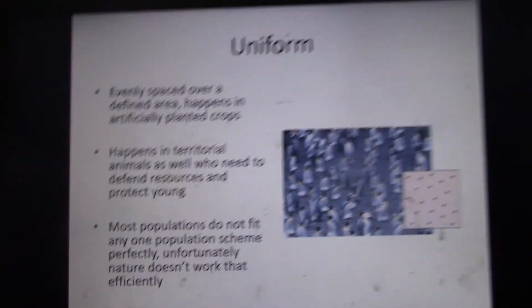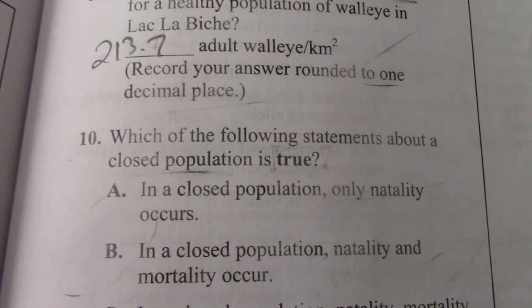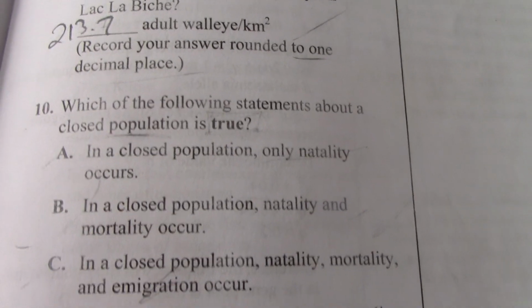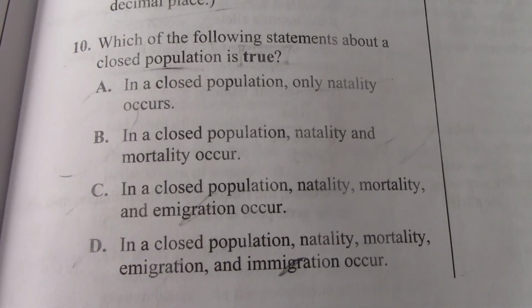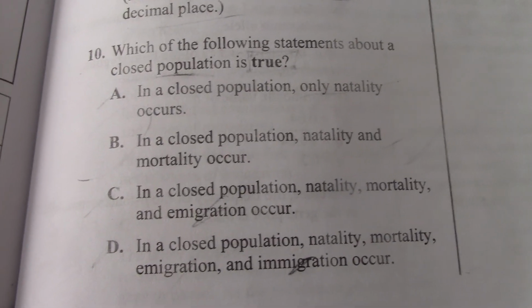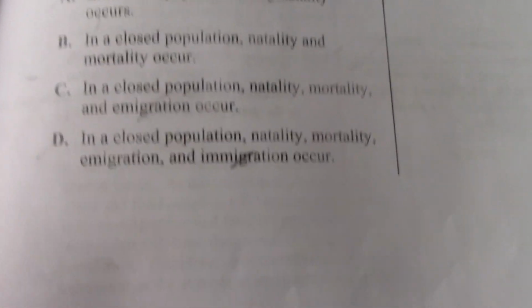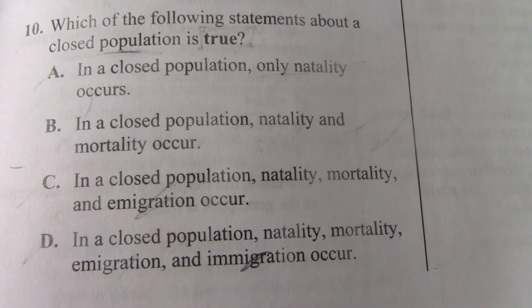One thing that I want to direct your attention to as well is page 141 again, question number 10. We're looking at open and closed populations. A closed population is where there's no gene flow. So which of the following statements about a closed population is true? Your answer would be B. Natality and mortality occur. Natality is a term that you need to know. Natality is birth. Mortality is death.